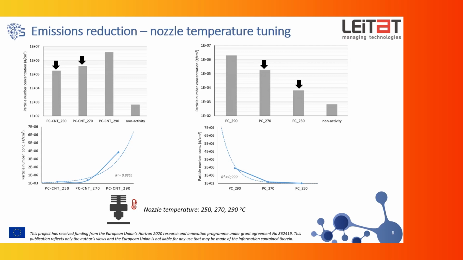And basically, if we plot this in order to obtain a relation between the nozzle temperature as a process parameter and the emissions in terms of particle number concentration, we can see that they follow an exponential relation. So when you lower the temperature up to 200 degrees, you reach a plateau, while when you start raising it, this exponentially increases the emissions, up to orders of magnitude of difference.